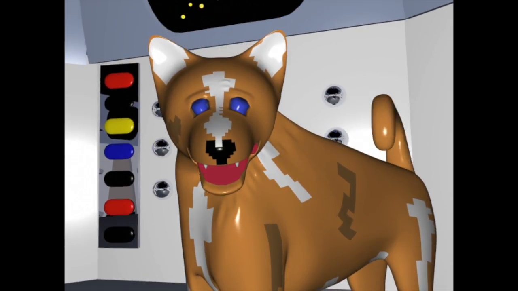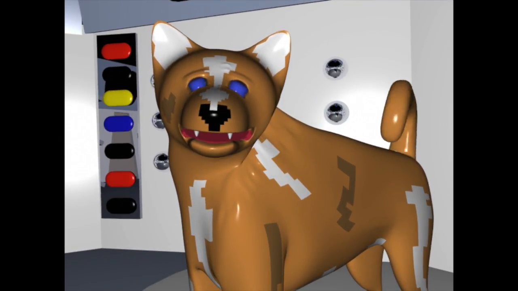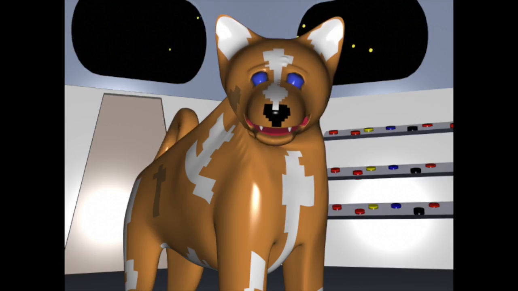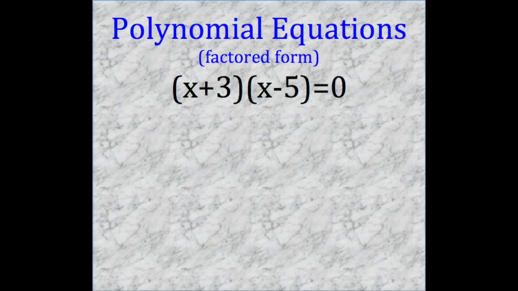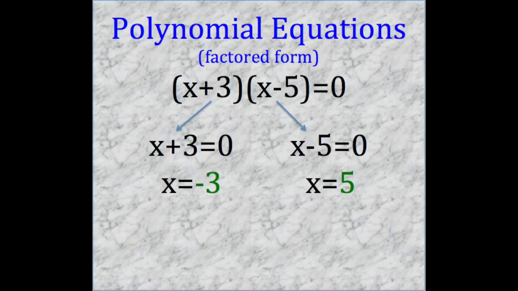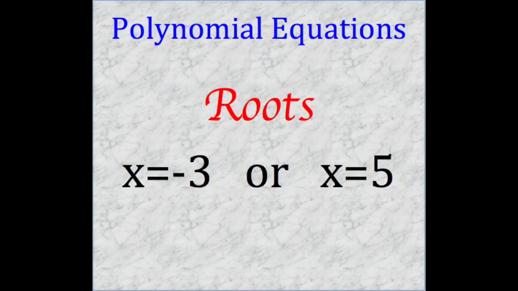So, what do we mean by solving polynomial equations? Well, that means that we find out what x is when we set the polynomials equal to 0. Let's see how that works. If we take a polynomial in factored form and set it equal to 0, we can separate the two binomials and set each one of them equal to 0. Then we solve for x in each binomial and we get two possible answers. These answers are often called roots.